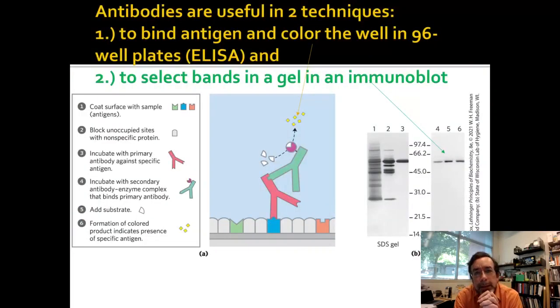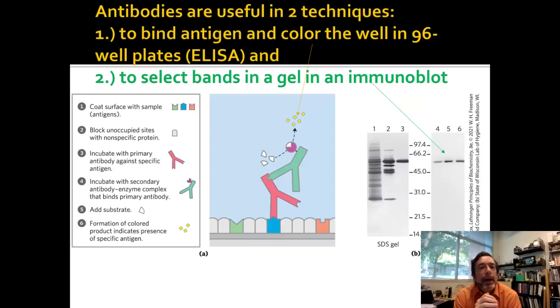So there's two techniques I want to talk about in which biochemists can use antibodies. There's a way that you can use them in an assay called an ELISA assay. We don't do this in this class, but you may have done it in a biology class at some point. You can also use antibodies to select particular bands out of an immunoblot. Both of those are shown on this.